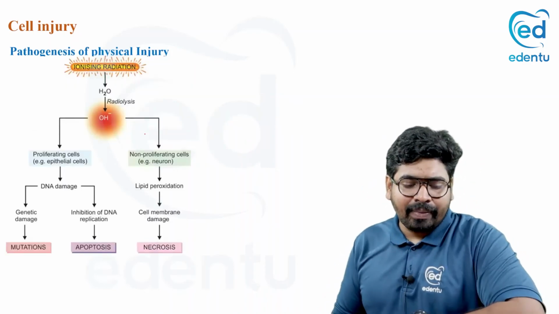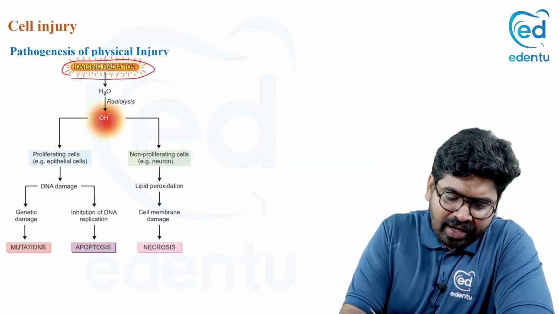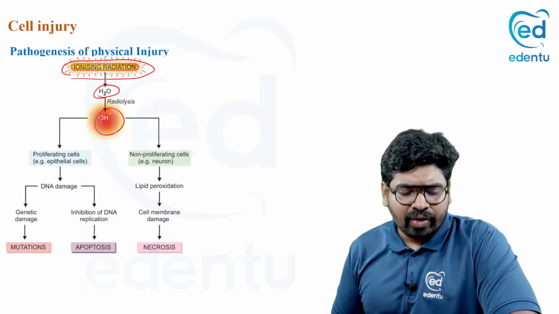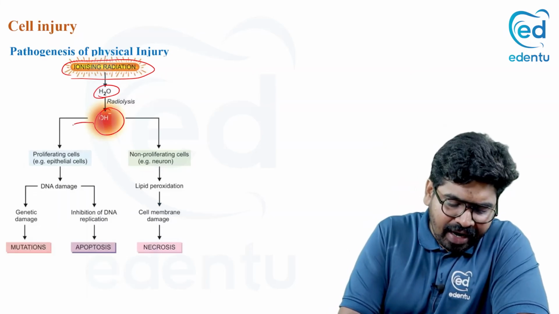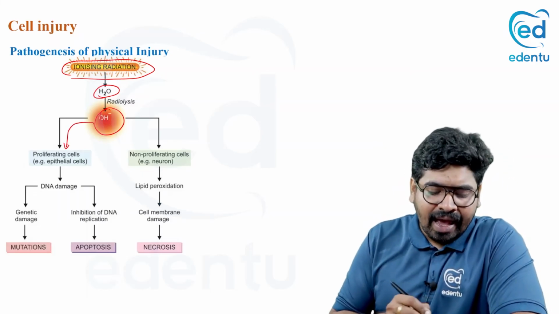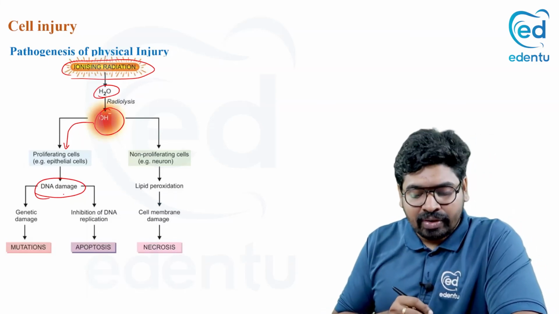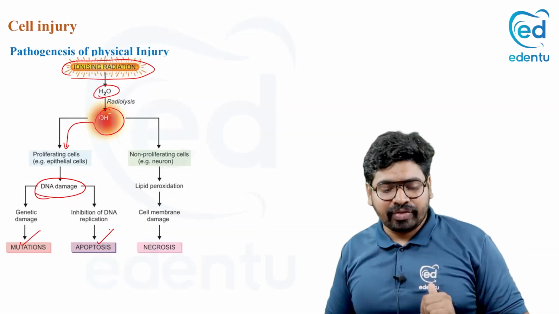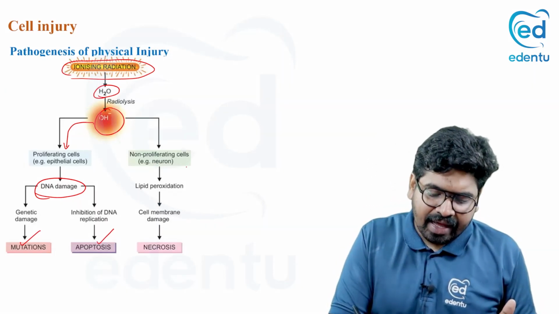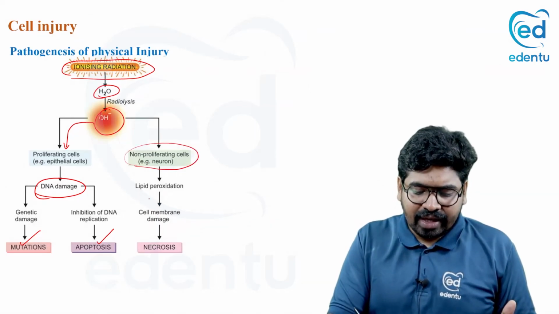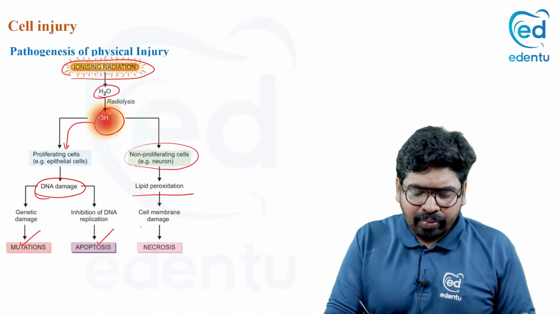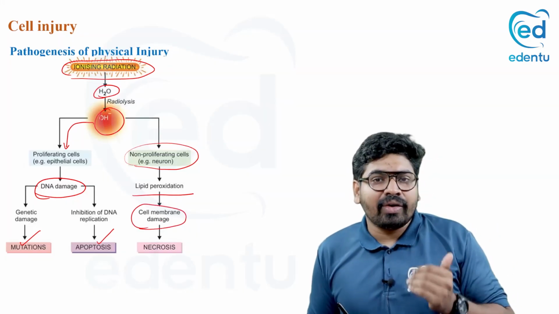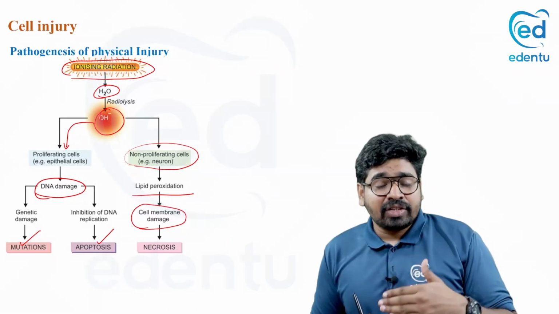Now let's see what's happening. So we have ionizing radiation here, and it falls on your water, and there are free radicals. Okay, there is hydroxyl radical formation. This hydroxyl radical will act on the cells, and they can cause DNA damage. They can cause mutations, or they can cause apoptosis, or damage or killing of the cell. And these hydroxyl radicals can act on non-proliferating cells also. They can cause lipid peroxidation, and this lipid peroxidation can cause cell membrane damage, and finally necrosis. So these are the steps of damage by physical injury.